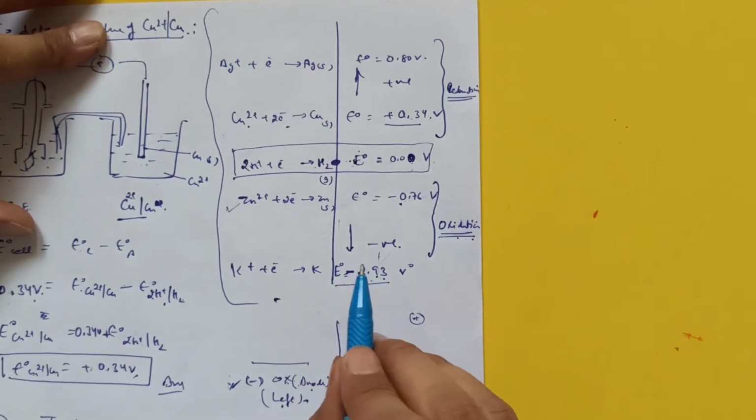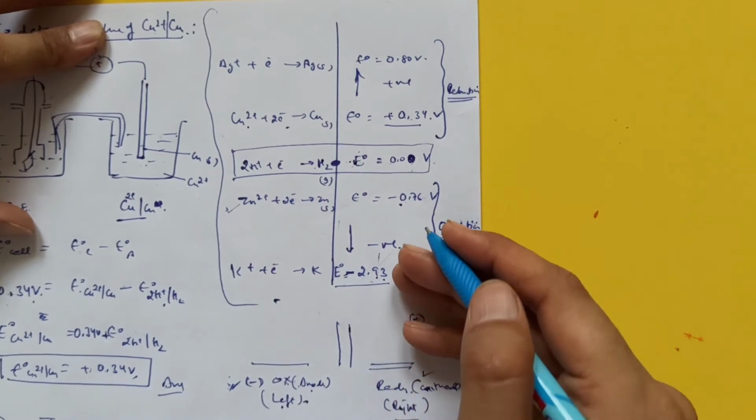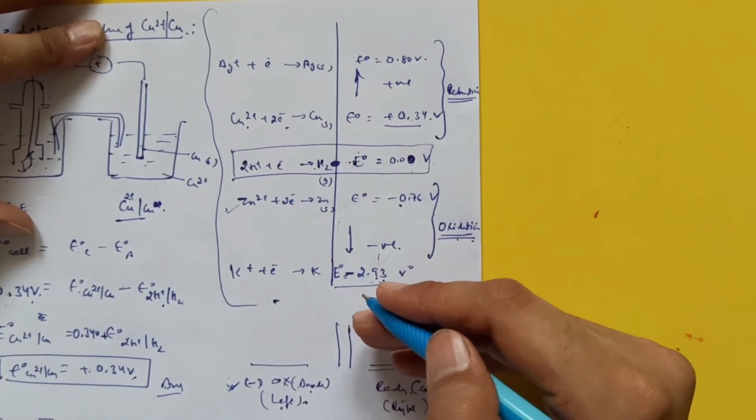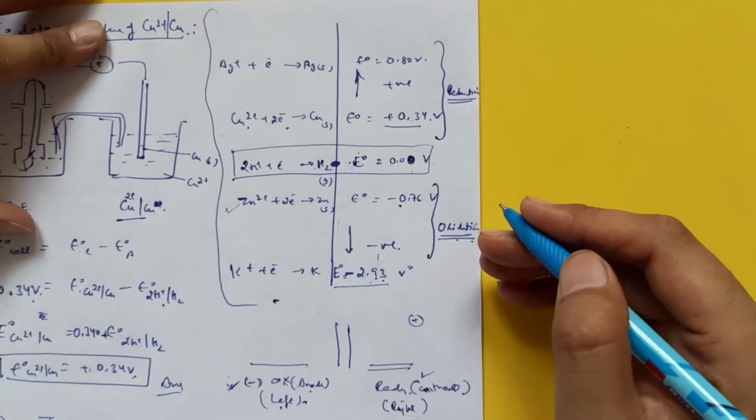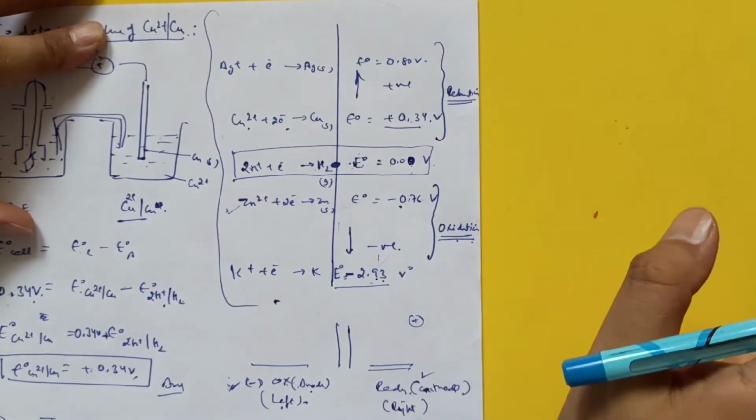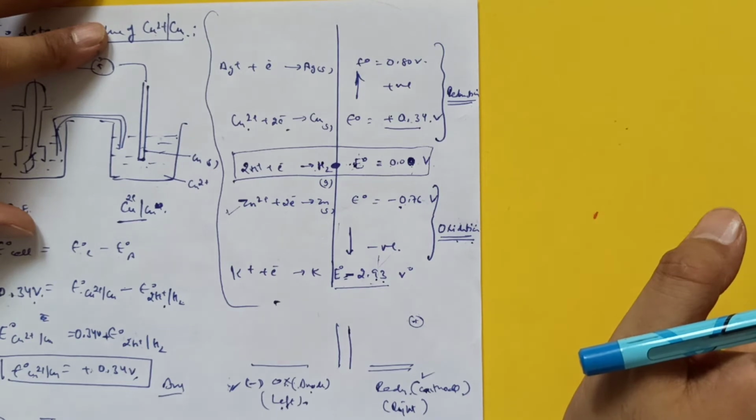Got it? So the species which lie below in the series undergo oxidation, and the species which lie above in the electrochemical series undergo reduction. It's a common rule that you should remember.